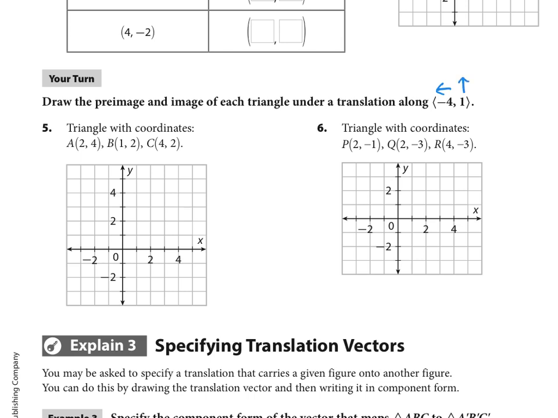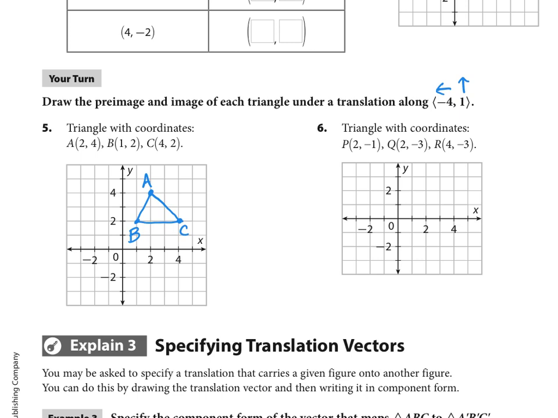So let's go ahead and do number 5. A is at 2, 4. And one important thing is make sure that you are labeling your points, both your pre-image points and your image points, with the prime symbol. Here's B and C. And when it gives you several points, go ahead and connect them to make a figure.